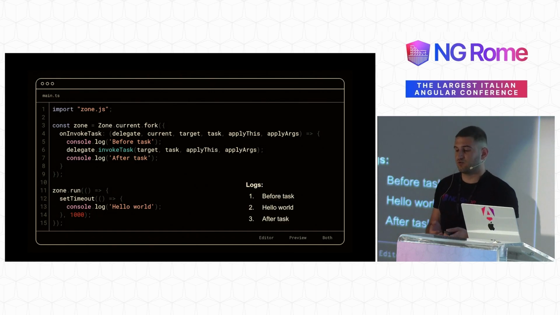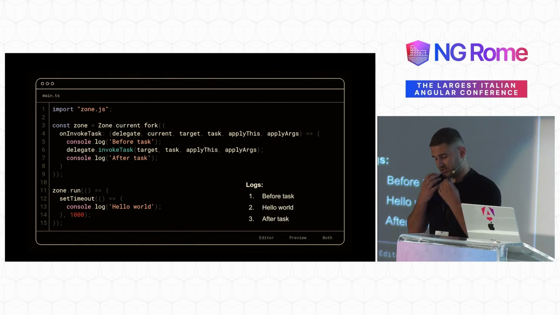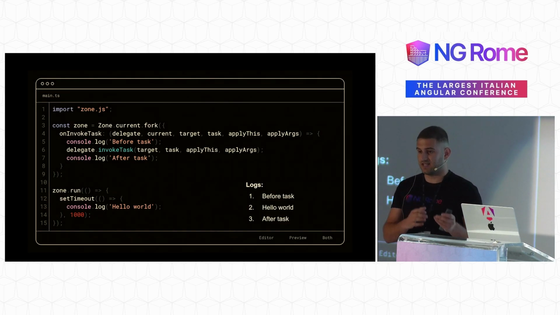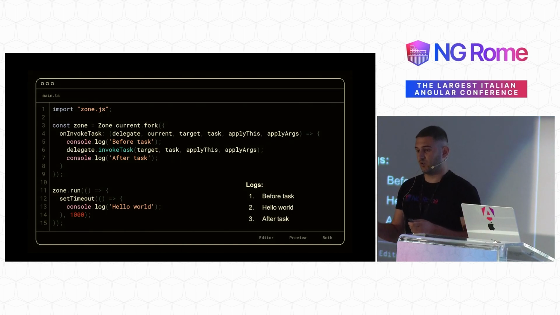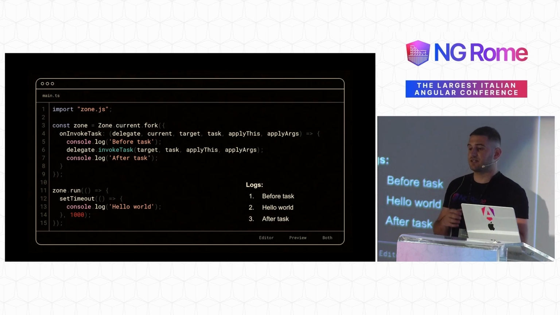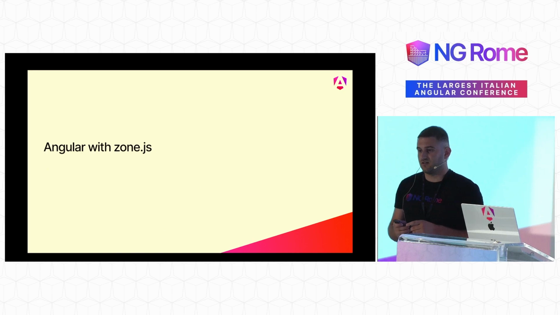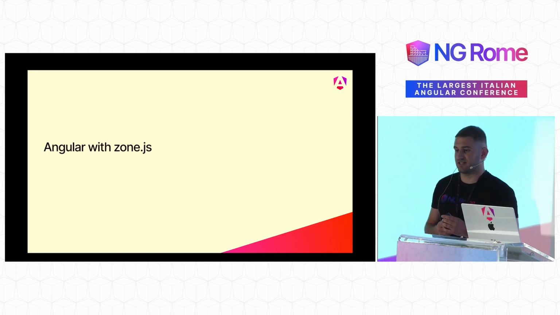And if we see the logs, what it will log will be before task, so something before. Then it will log hello world, something in the middle, and then after task. This means that Zone.js is capable of, let's say, intercepting even asynchronous code, asynchronous changes. And that's Angular with Zone.js.